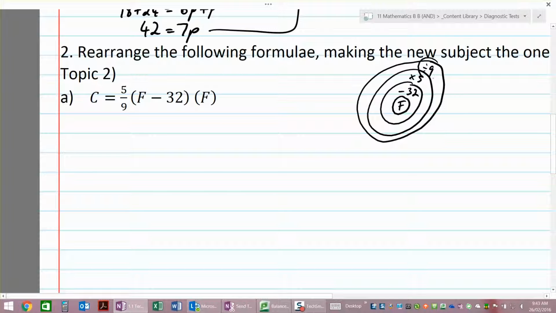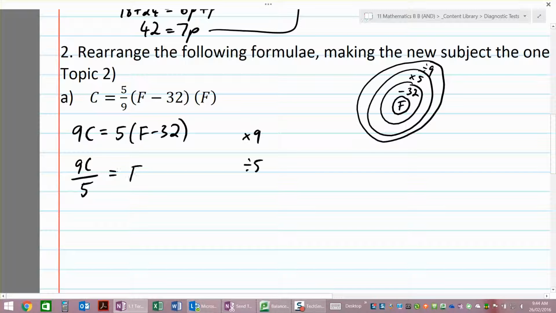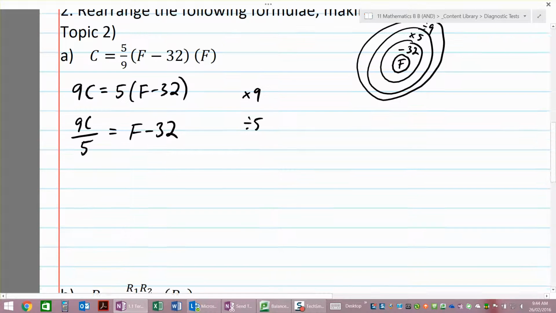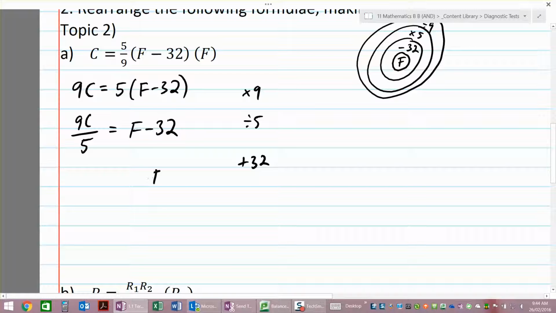So I want to get rid of these 3 layers so I can find f. Okay, like my pass the parcel. So I'm going to start by multiplying everything by 9. I'll have 9c on this side, and that'll remove that 9 on the bottom. Okay, I only need to multiply by 9 there. I'm not going to try and multiply inside as well. Okay, so I'll just be left with 5f minus 32. Okay, from here I can divide by 5. So 9c divided by 5 will be f minus 32. And I can add 32 to get f completely by itself.